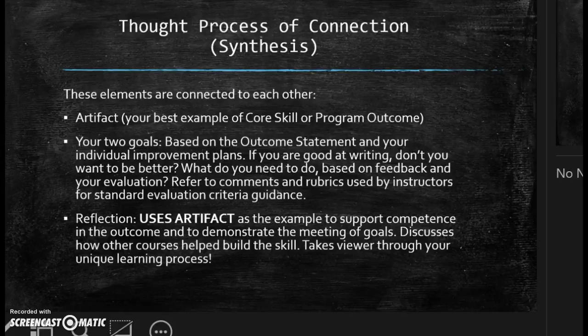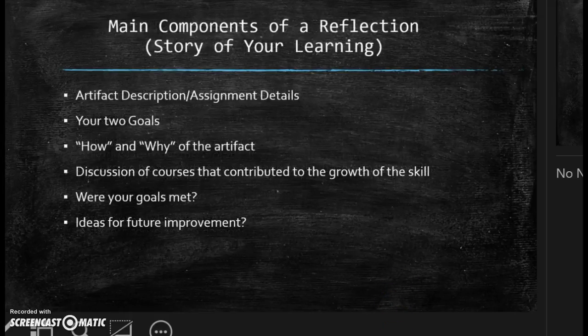The reflection itself uses the artifact as the main example to demonstrate whether you've met your goals or not and whether you are competent in the outcome. So you are referring back to your artifact in the reflection, and you're telling us how you created it, problems that you had, what you did, and that kind of thing. The way that you created something would be very different from anyone else. So this is your opportunity to explain your learning process.